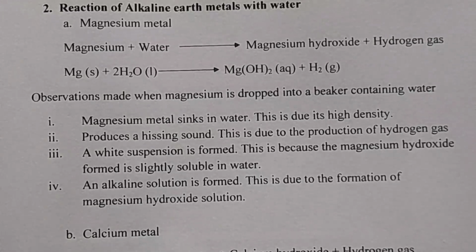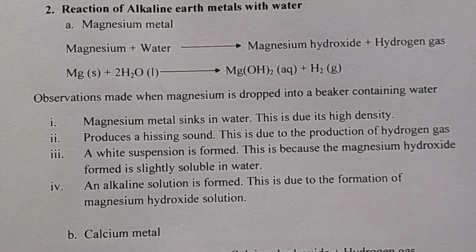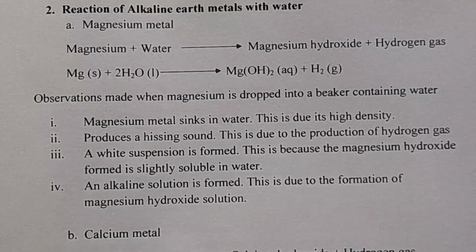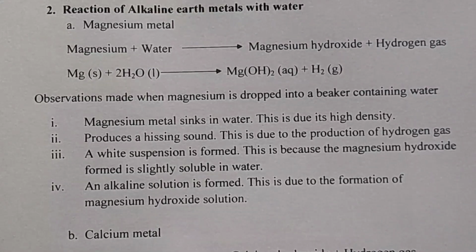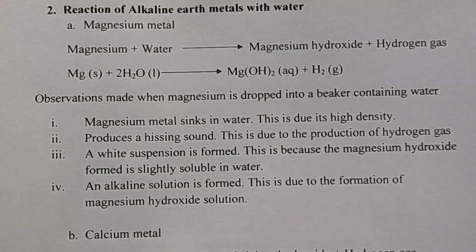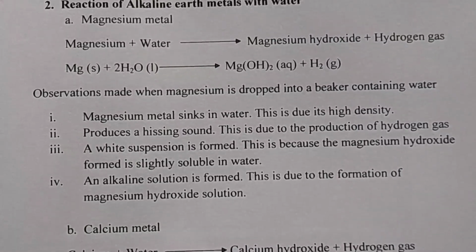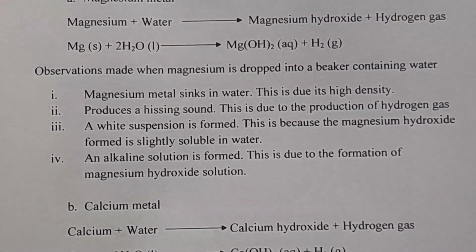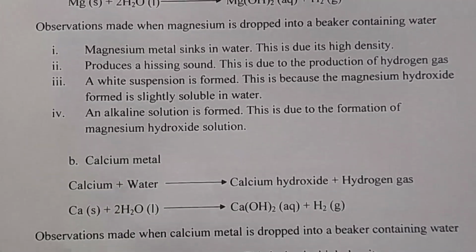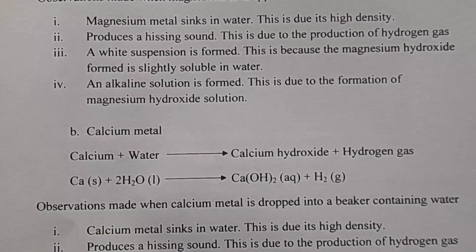Number 3, a white suspension is formed, because the magnesium hydroxide formed is slightly soluble in water. Lastly, an alkaline solution is formed, due to the formation of magnesium hydroxide solution. Being alkaline, it gives basic properties like turning red litmus paper blue.